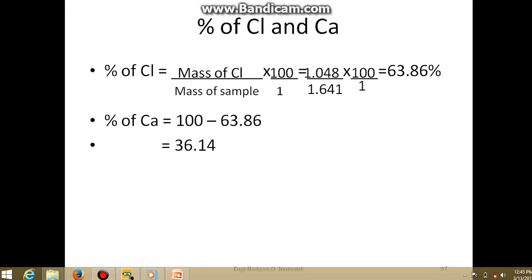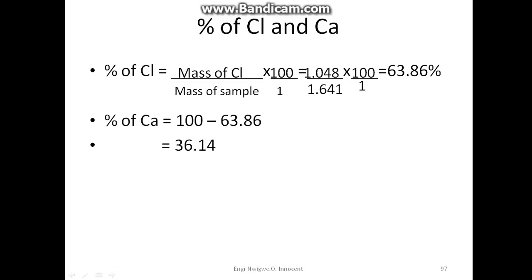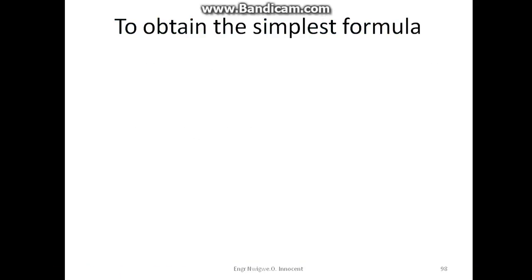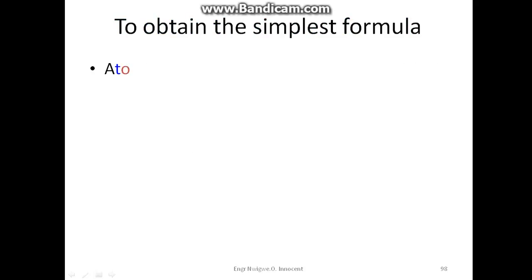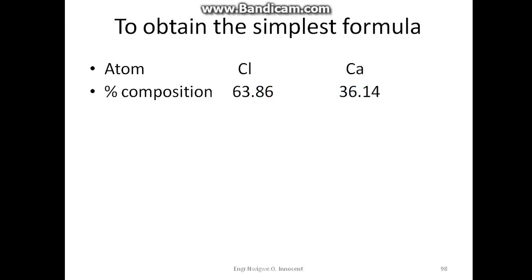Percentage composition of chlorine, which is 63.86, divided by the relative atomic mass of chlorine, which is 35.45. For the calcium, you divide the percentage composition of calcium, which is 36.14, by the relative atomic mass of calcium, which is 40.08. Then the ratio of atoms will now become 1.80 for chlorine and 0.902 for calcium.